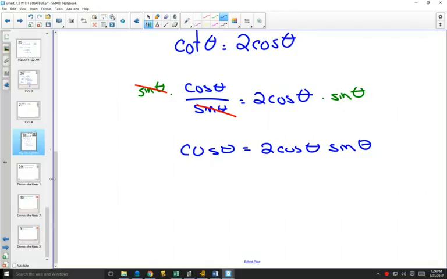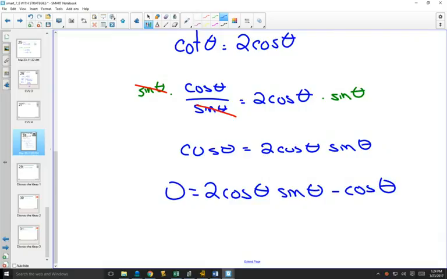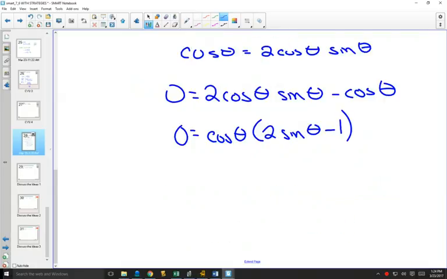And the thing I want you to do every single time before you divide is check if I move things over to the other side. So I'm going to subtract cos on both sides. Is there a common factor? Yes, I can factor out the cos instead of dividing by cos. And by factoring out the cos, that will allow my solution to have cos equals 0 and still get the other solution where sine of theta is equal to a half.